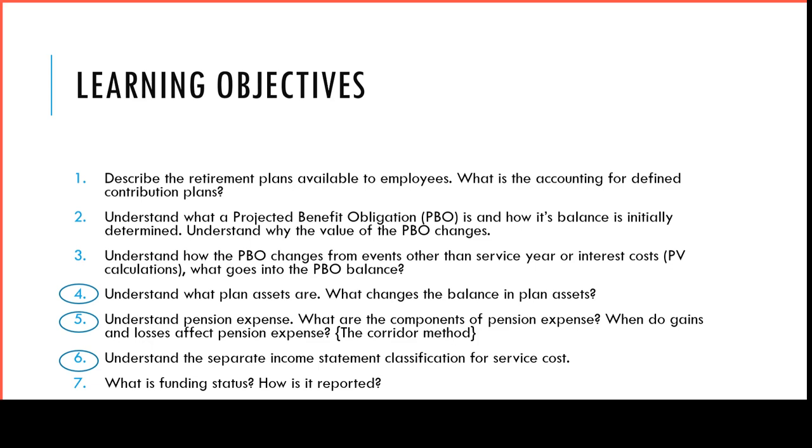We have under 5 the corridor method. It's one of those things that you do, and the corridor method is an approach to managing the amount that you have in OCI. So to explain it in the shortcut way, I would say we put things in pension expense that hit the income statement. However, we recognize some things should not really be showing up in earnings of a company. They should be showing up somewhere else, and that somewhere else is called OCI.